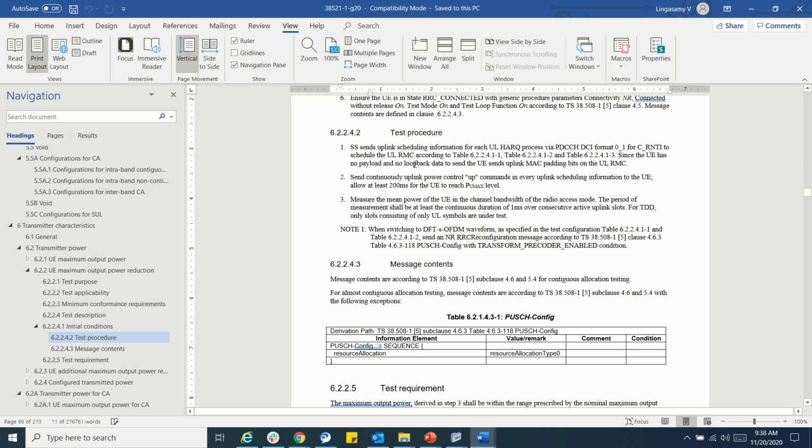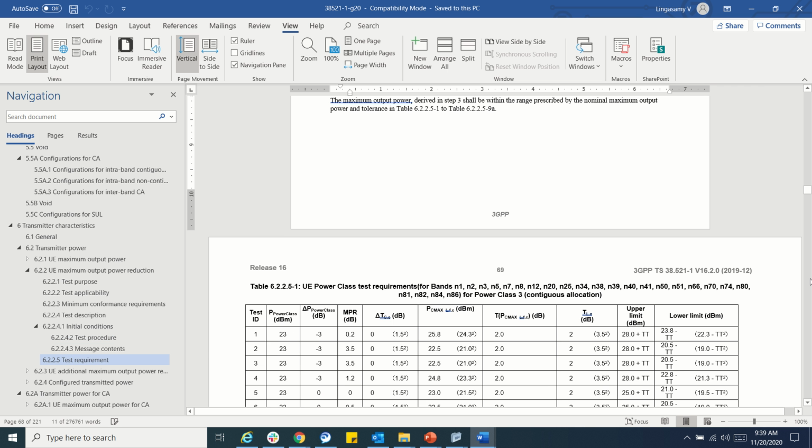Now the test procedure you can see here: system simulator, uplink scheduling information, uplink HARQ process, what format to be used, what RNTI is to be used. Everything will be given in that. Then the power control command, up command means maximum power, so the power is set to maximum power. What we want to measure is the mean power of the UE, that is the average power, within a given channel bandwidth.